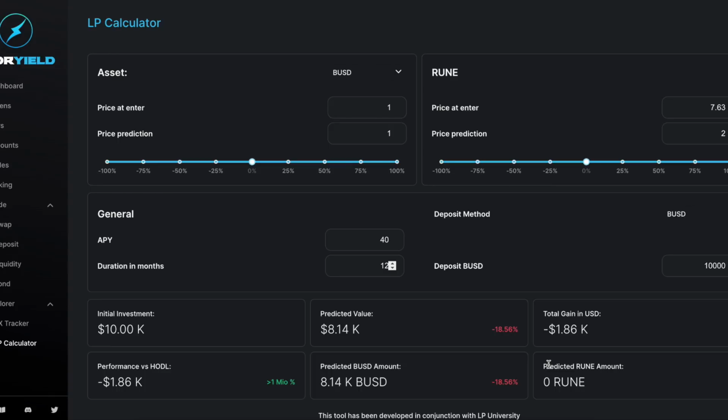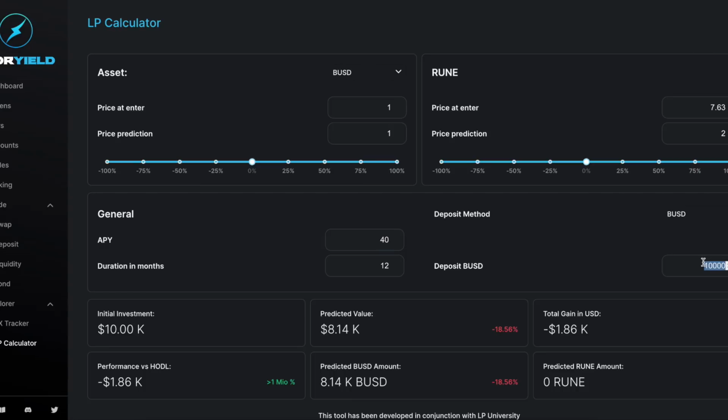So one other thing that I didn't mention that you should keep in mind is if the APYs do go down, and this is a case, because remember the flywheels, they work both ways. If RUNE is going down in price, your APYs are going to go down. And as more people are depositing, this will also dilute your yield. You can see here, if we go from $7 or 7.63 to $2, we will actually lose money at this point. We will lose 1.86K.